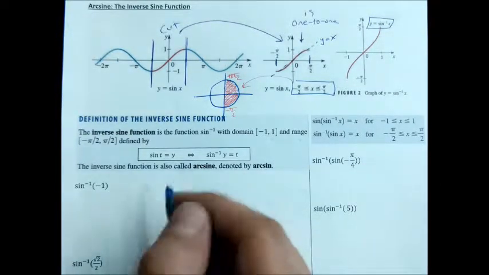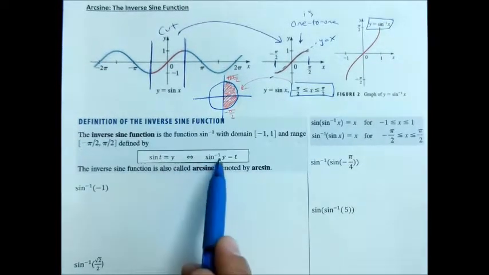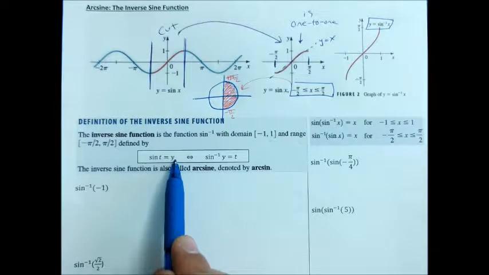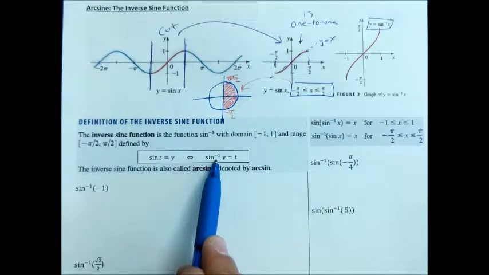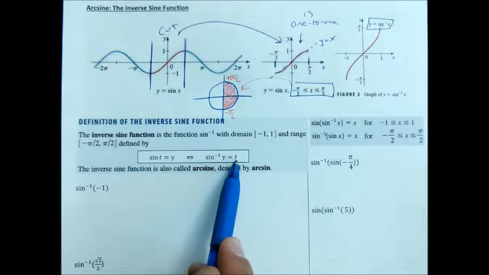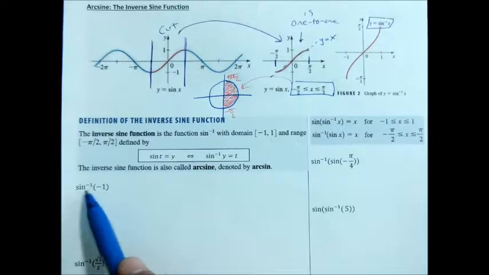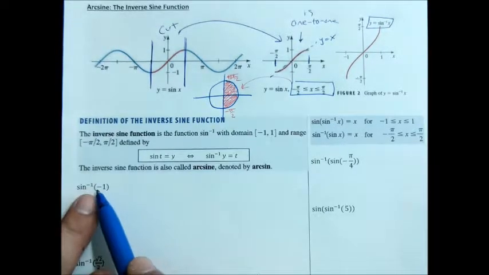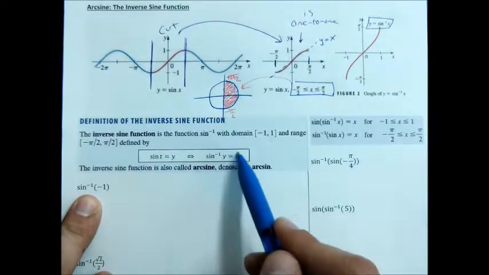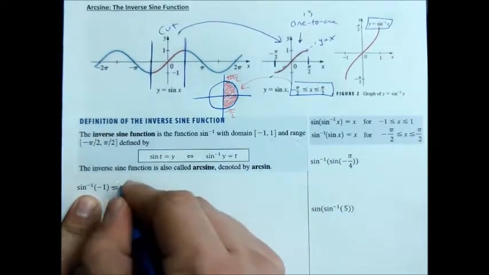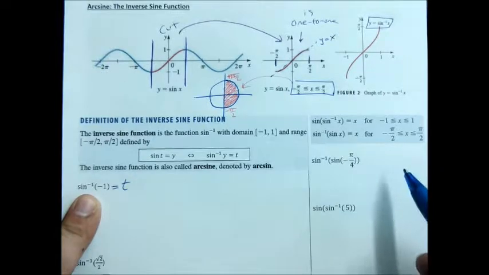And then we have this relationship, right? This is the definition of an inverse. So if sine takes a t and sends it to the y, then the inverse takes that y and sends it back to the t, just like any other inverse function. And so when we see a problem that looks like this, sine inverse of negative 1, kind of looks like this half, right? And so we want to know what this equals. We want to know what t that equals.